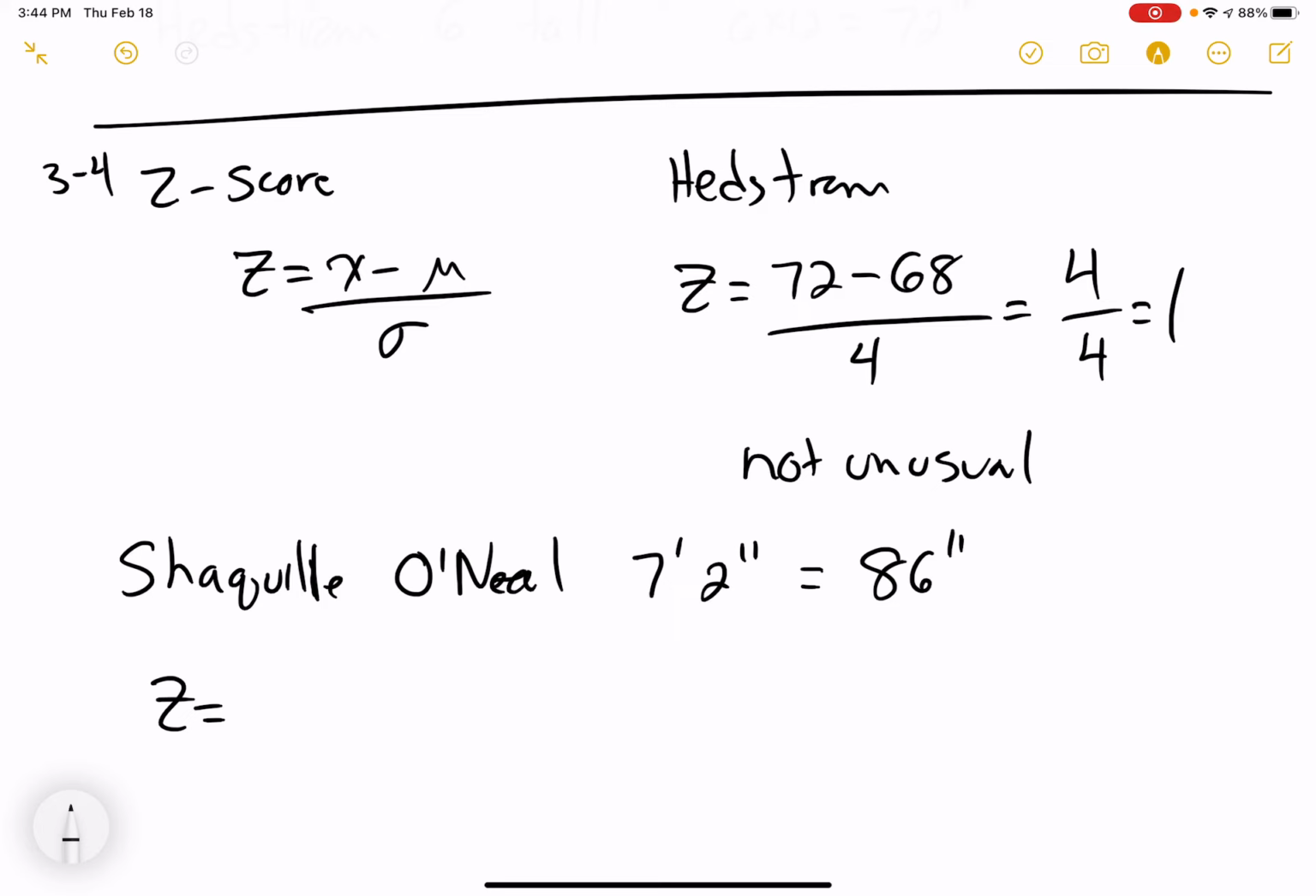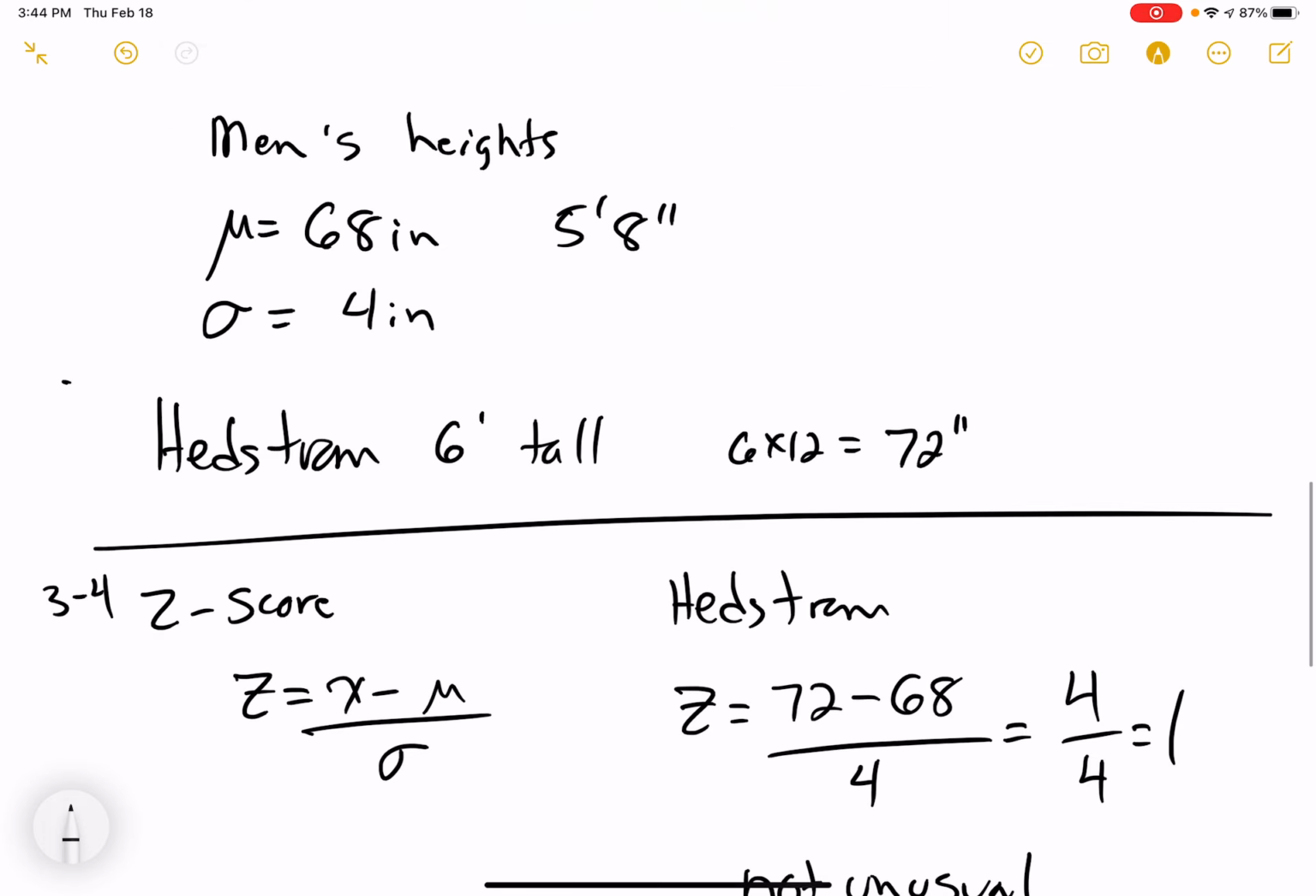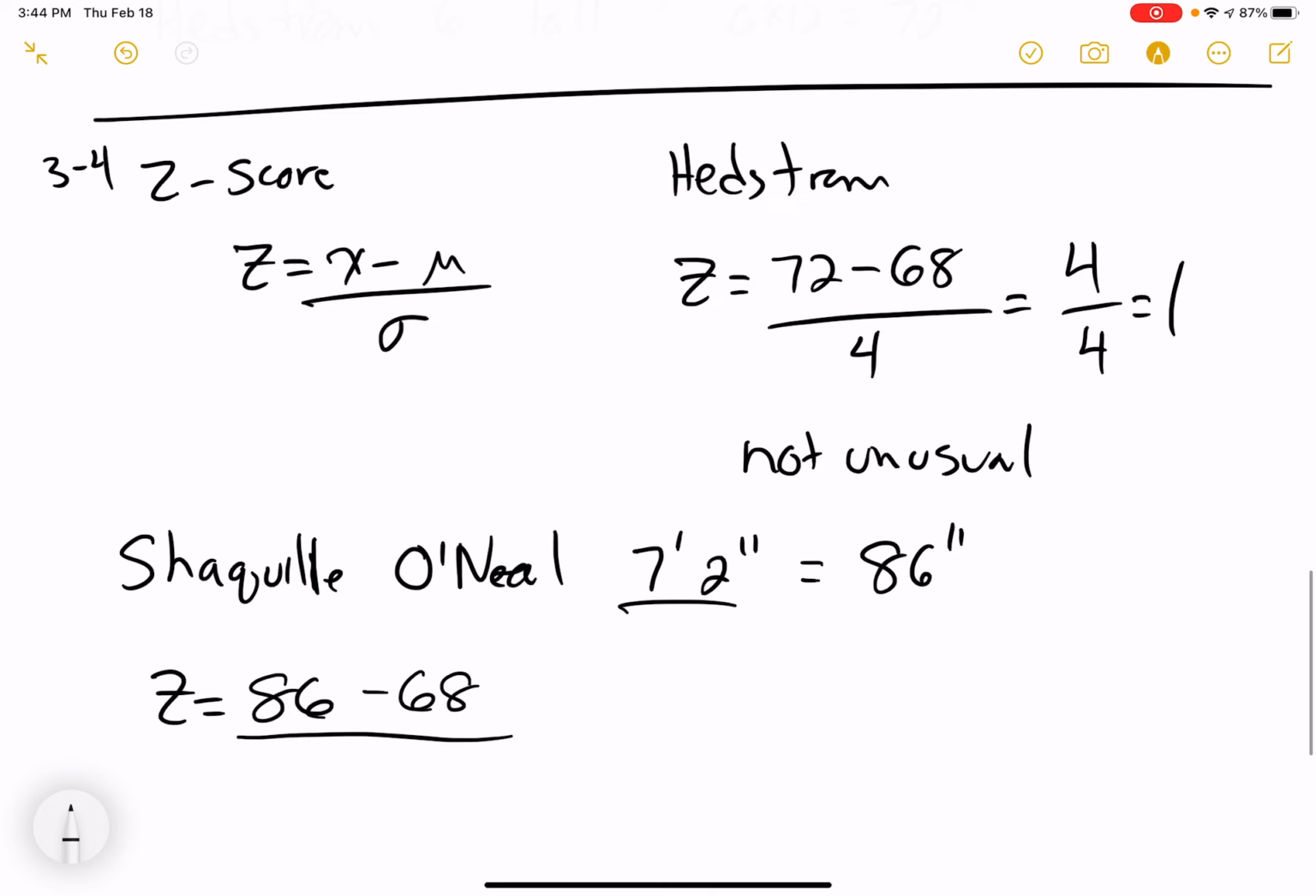But let's look at Shaquille O'Neal and let's look at his z-score. We all know he's very tall. He's 7 foot 2 inches tall. So that's 86 inches minus the 68 inches, which is the mean for men. And we're going to divide that by the standard deviation. So I'm going to do 86 minus 68, divide that by 4, and he is 4.5 standard deviations above the mean. And this is what z-score stands for.